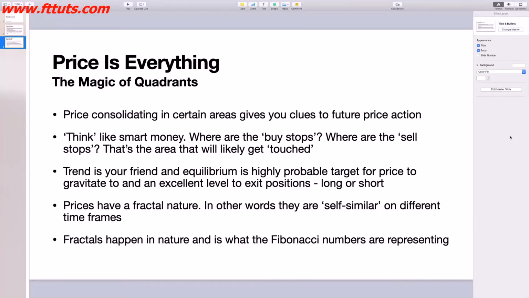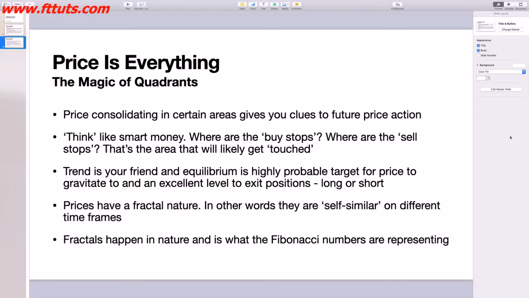If you're in an uptrend, where are those stops? If you're in a downtrend, where are those stops likely to be congregating? The trend is your friend, and equilibrium is a highly probable target for price to gravitate to, and an excellent level to exit positions, either long or short, along with the smart money.